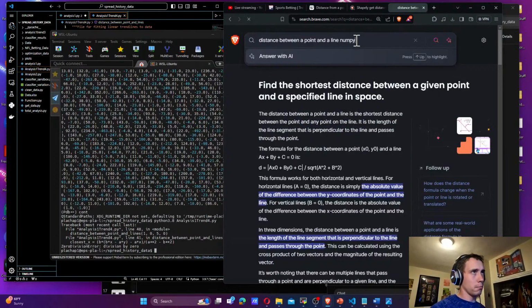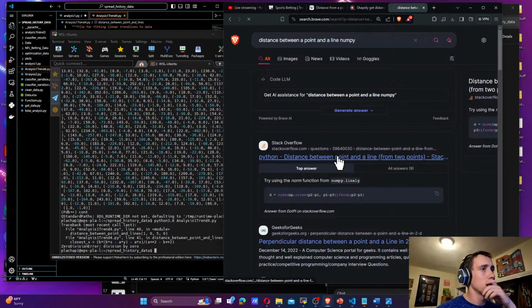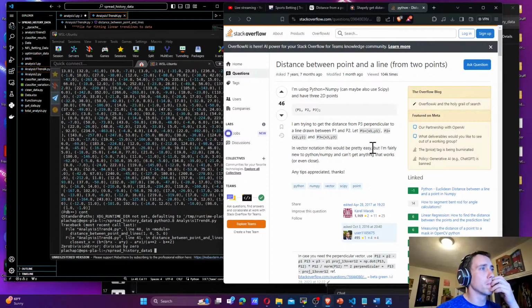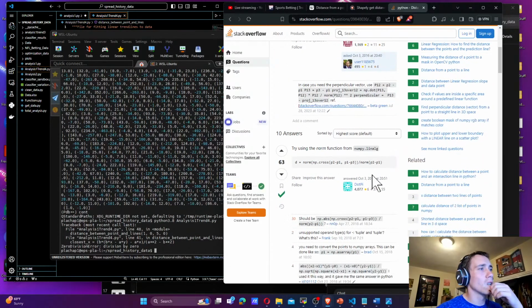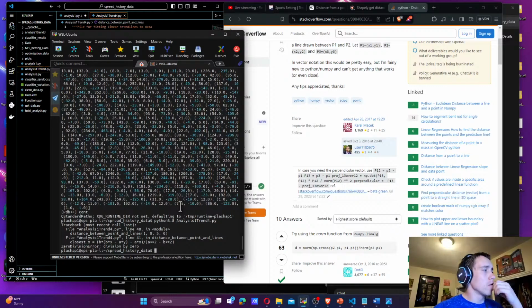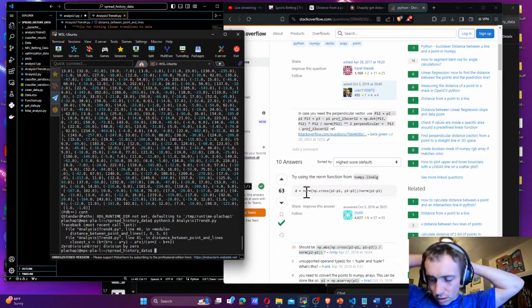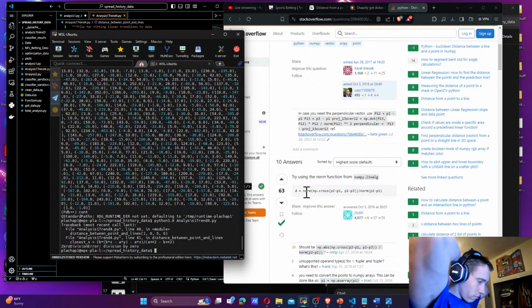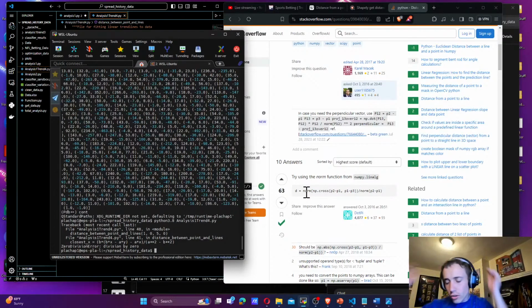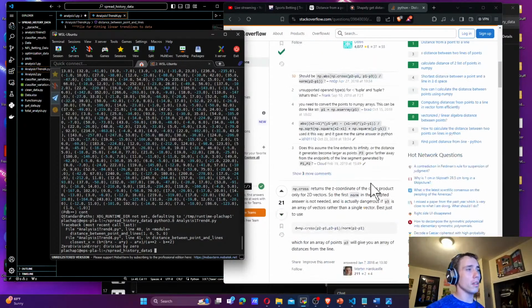Maybe there's a way in NumPy. Division by 0. So the division by 0 occurs because b is the same as the slope. So what do you do if that's the case? I don't understand that at all. I just want to get the distance.